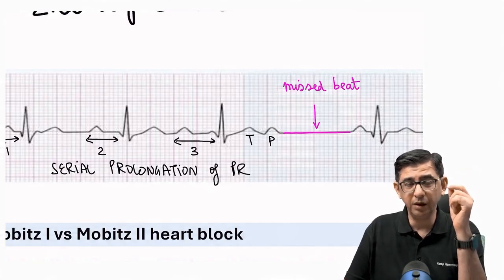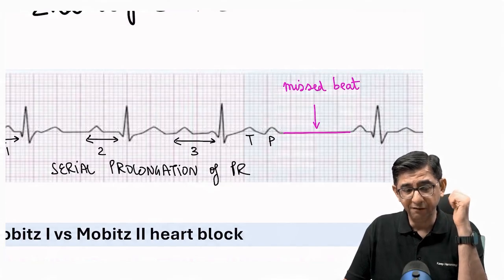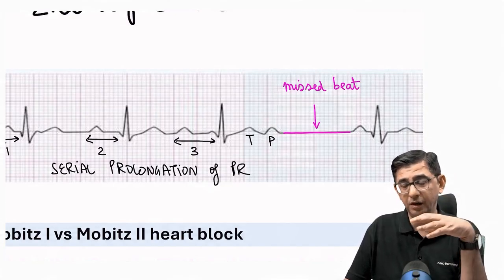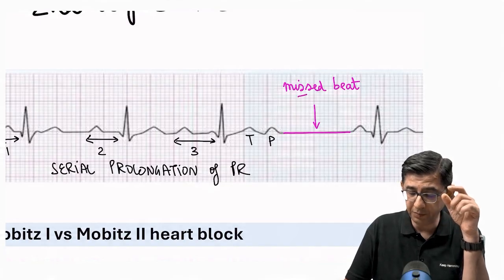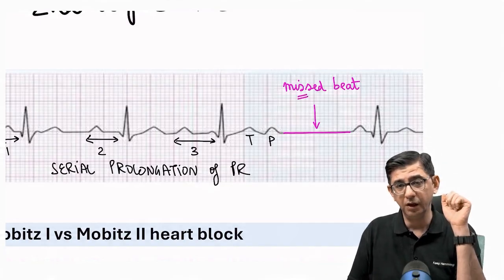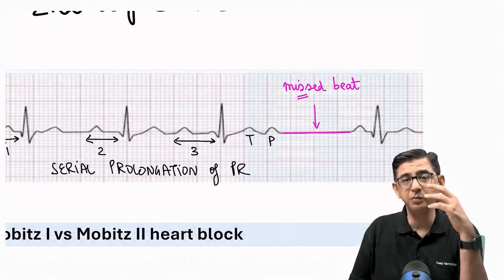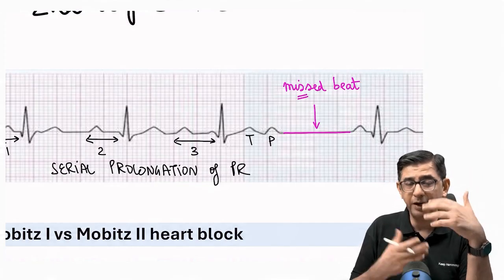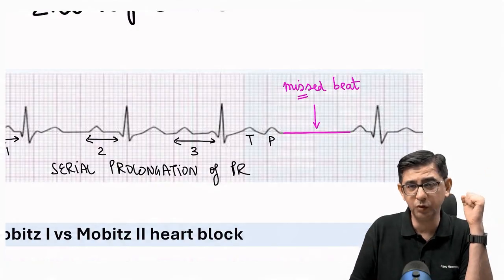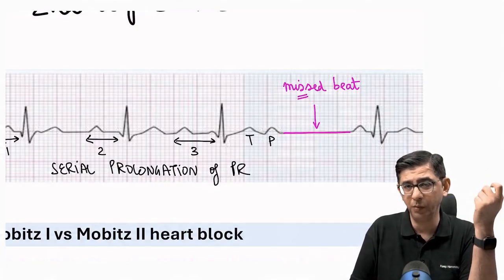So the examiner, in an MCQ of first degree heart block versus second degree heart block, in second degree heart block, will always mention the word missed beat. He will say missed beat or missed beats are present, or are claimed by the patient who is having recurrent episodes of dizziness and even possible syncopal events.